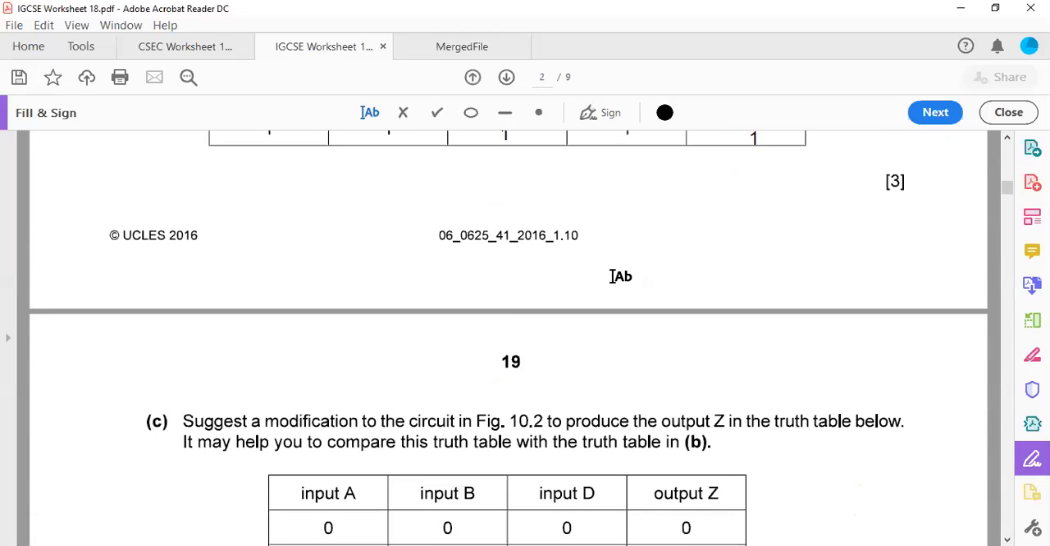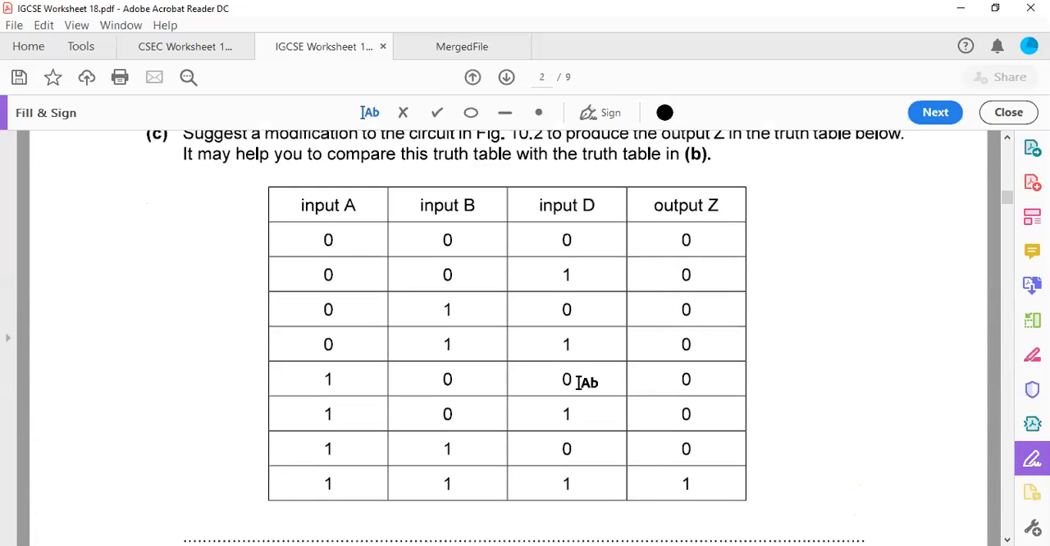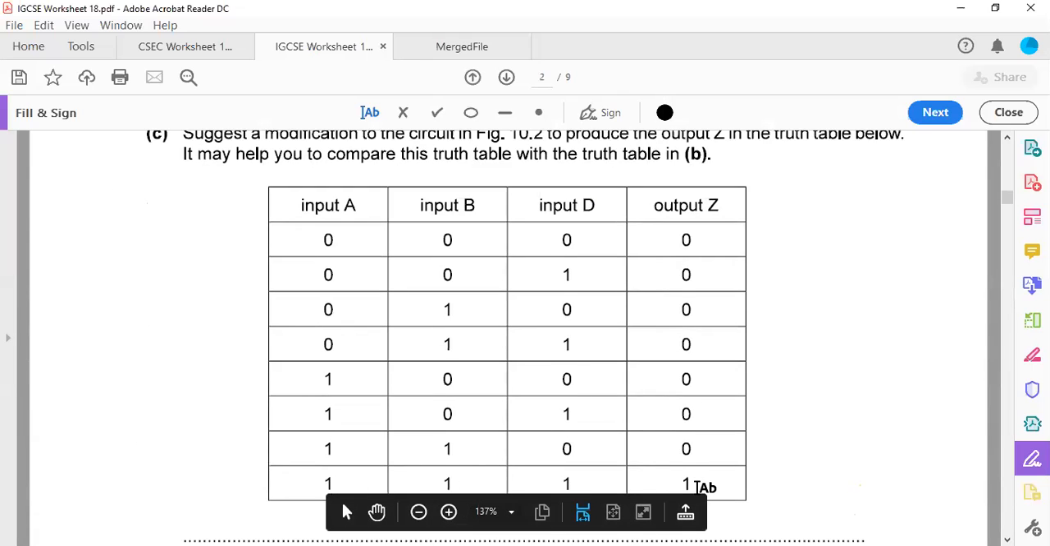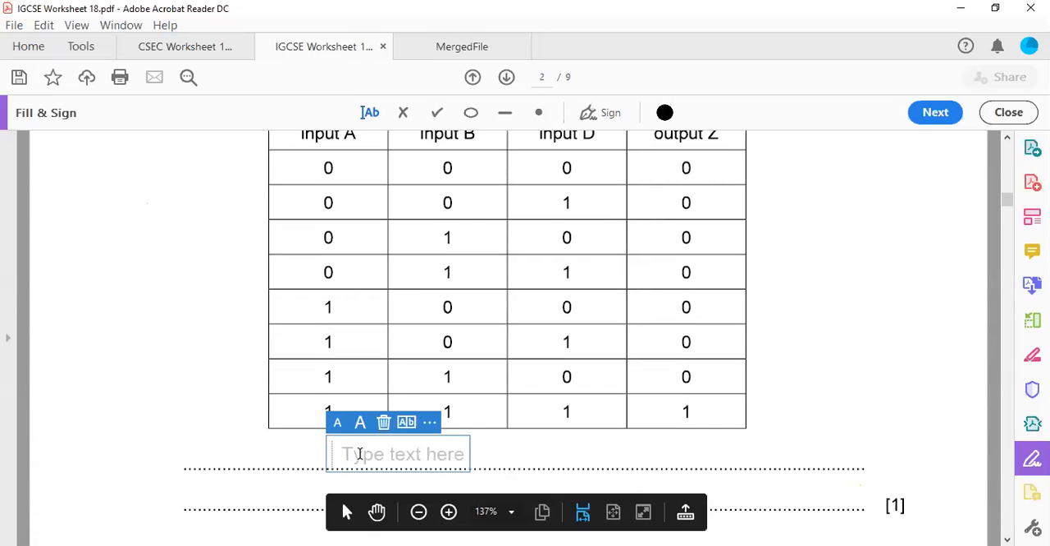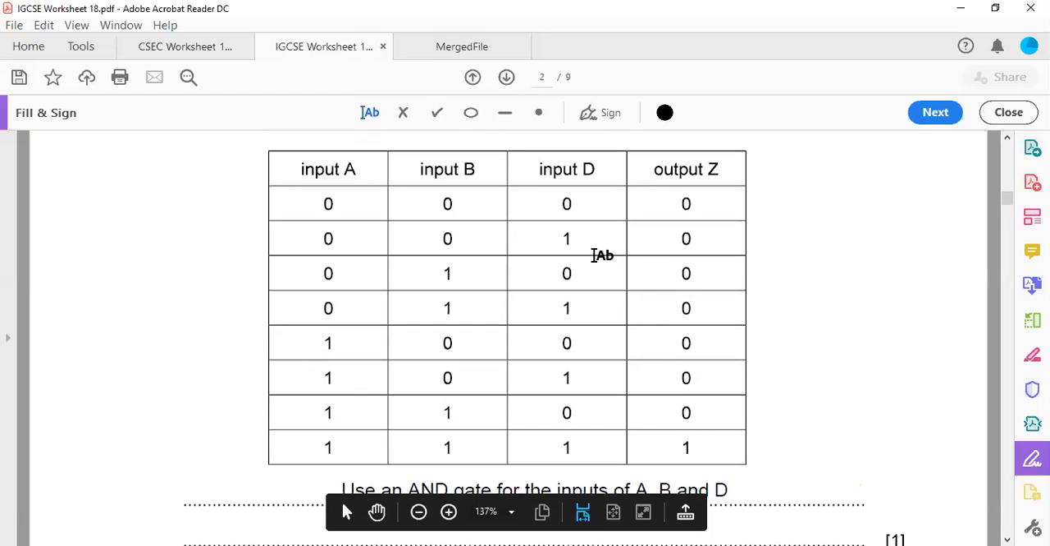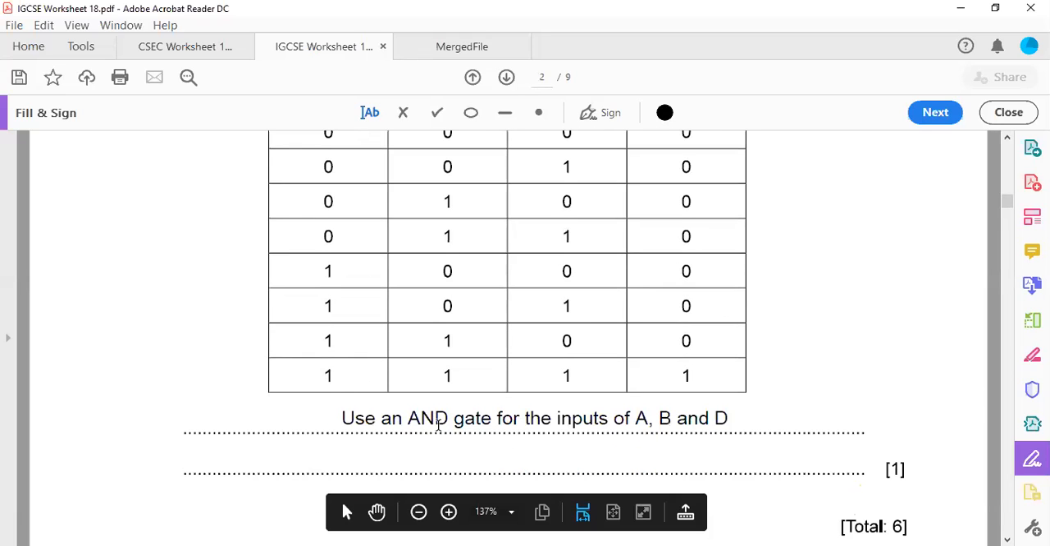We could use something called an AND gate. For the AND gate, all the inputs must be 1 for the output to be 1. So we can distinctly use an AND gate for the inputs A, B, and D. Good, that's your three inputs, A, B, and D. You could use an AND gate with three inputs. Sorry, it should be a three input AND gate.